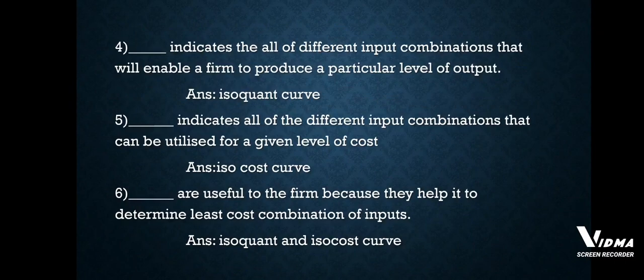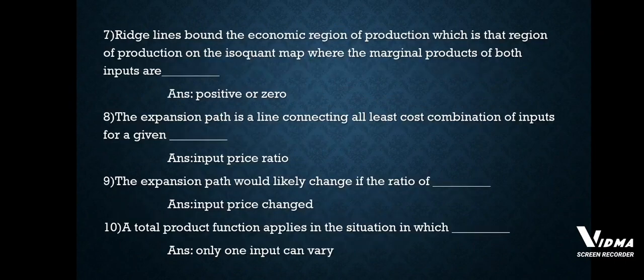Dash indicates all of the different input combinations that will enable a firm to produce a particular level of output: isoquant curve. Dash indicates all the different input combinations that can be utilized for a given level of cost: isocost curve. Dash are useful to the firm because they help it to determine least cost combinations of input: isoquant and isocost curves.